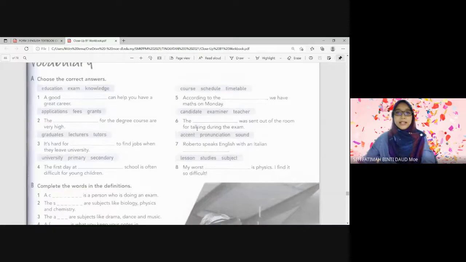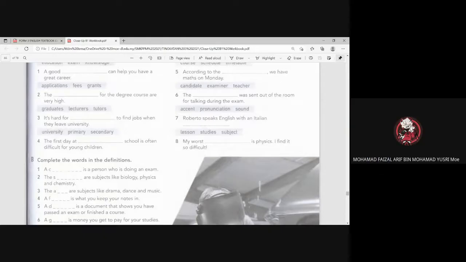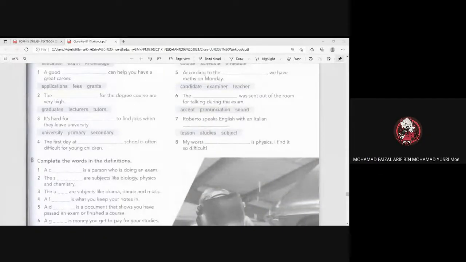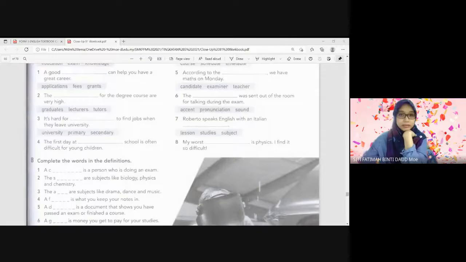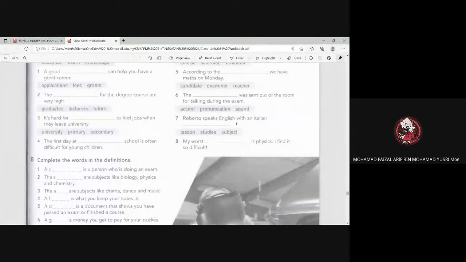Alright. Number 7, Roberto speaks English with an Italian what? Italian accent. Accent or pronunciation or sound. What's the difference? Pronunciation tu cara bercakap dia. Accent tu dia punya percakapan melalui dia punya bahasa tu yang dia dah biasa cakap.